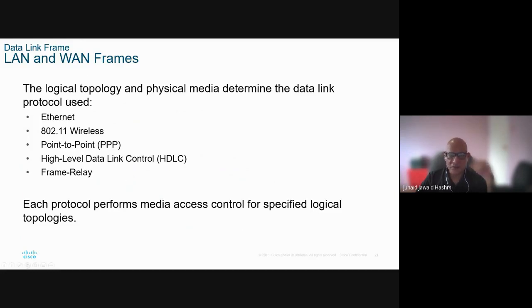So it's the logical and physical topology that determines the data link protocol used. So these are different types of topology. You have Ethernet, and then you have wireless, point-to-point link, PPP. Another is high-level data link control, HDLC, and frame relay. So these are different. PPP, HDLC, and frame relay are WAN technology.